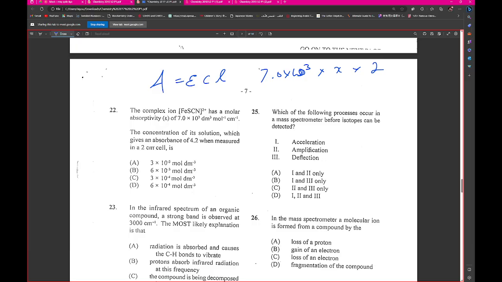So I think absorbance may trip up some persons. Some persons probably are going to use 4.2. Please don't use that as your molar absorptivity. Generally, what's your absorbance though? 4.2. So don't use it as molar absorptivity. Some people mix that up.